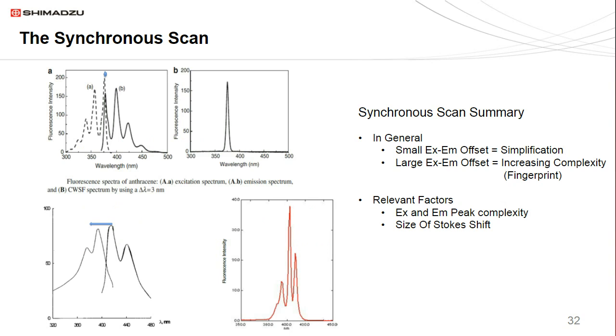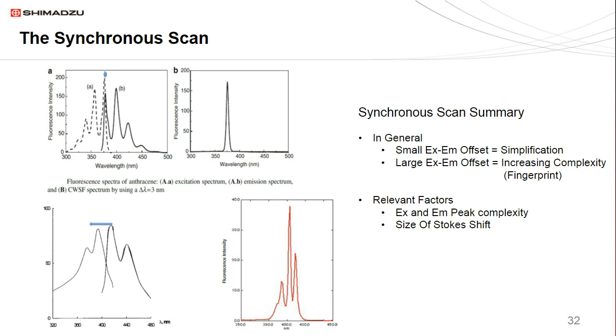Our last 2 applications that we're going to look at are synchronous scanning spectroscopy and 3-dimensional spectroscopy. Synchronous scanning spectroscopy is where you lock the excitation and emission monochromators together at a given offset and scan them both simultaneously. What does this do for you? It looks for the overlap between excitation and emission. If you look at spectrum A in this slide, you'll see the excitation, which is dashed, and the emission, which is solid, do indeed have an overlap there, kind of in the middle. This is what a synchronous scan is looking for.